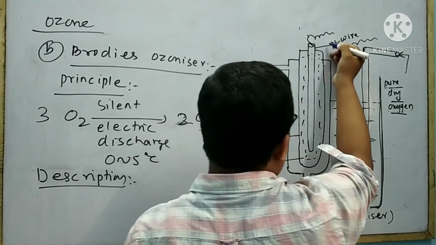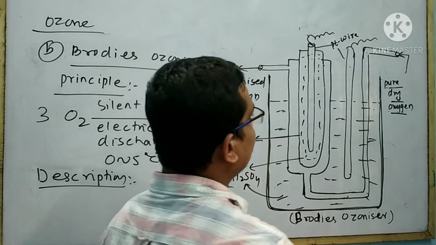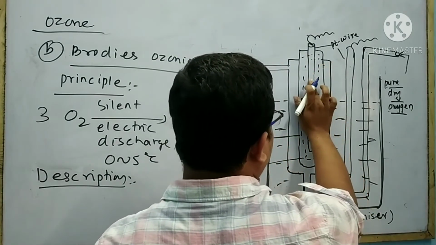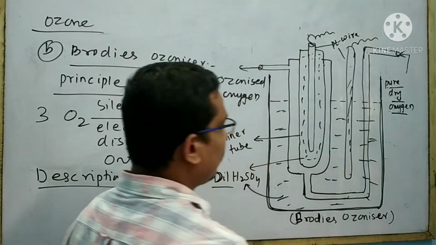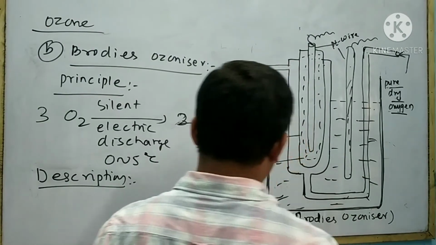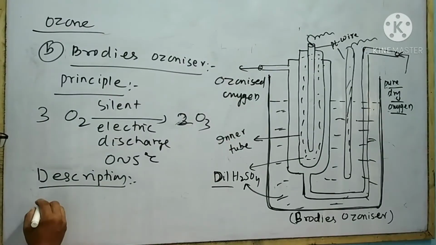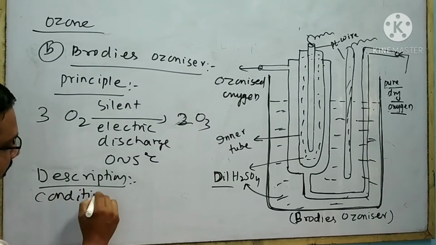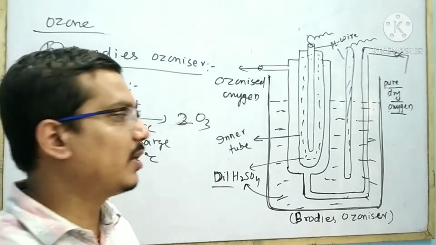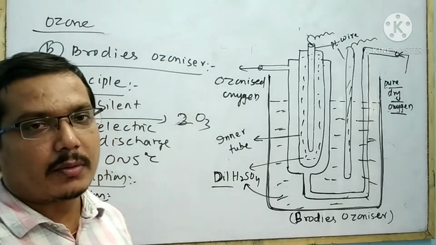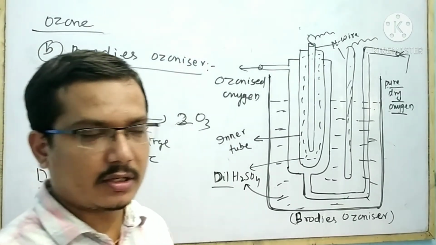Here two electrodes are present. The two electrodes must be platinum. This is your one platinum electrode. This is the other platinum electrode. The other platinum electrode is also dipped in the dilute H2SO4 which is taken in the beaker. Next I will discuss the conditions for better yield of ozone. This is also similar to the conditions for better yield of ozone in the case of Siemens ozonizer.